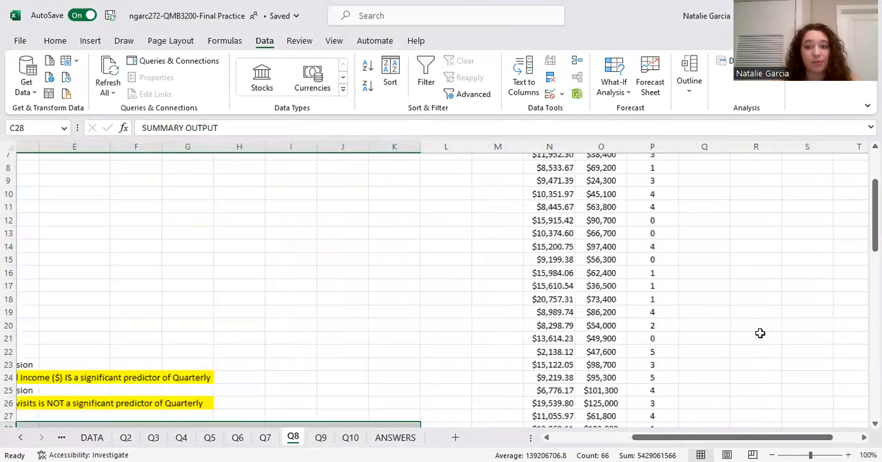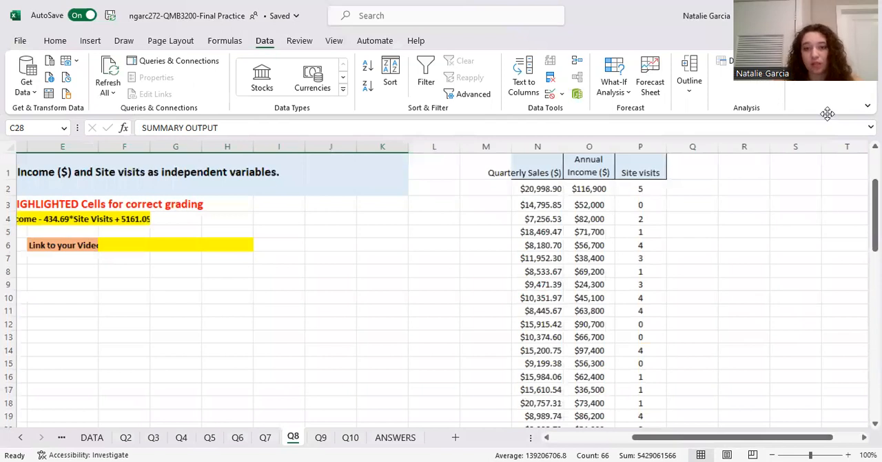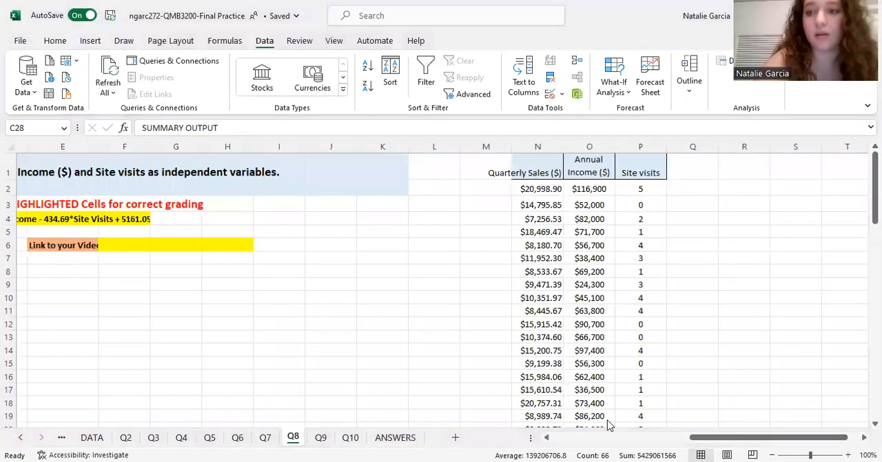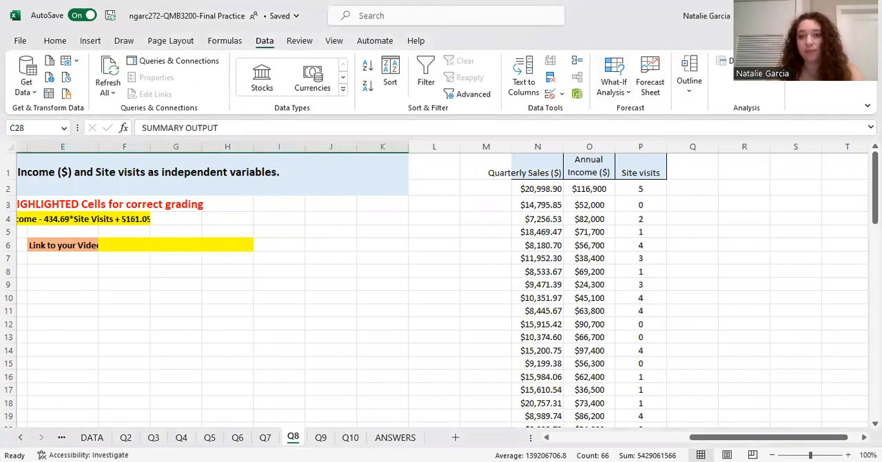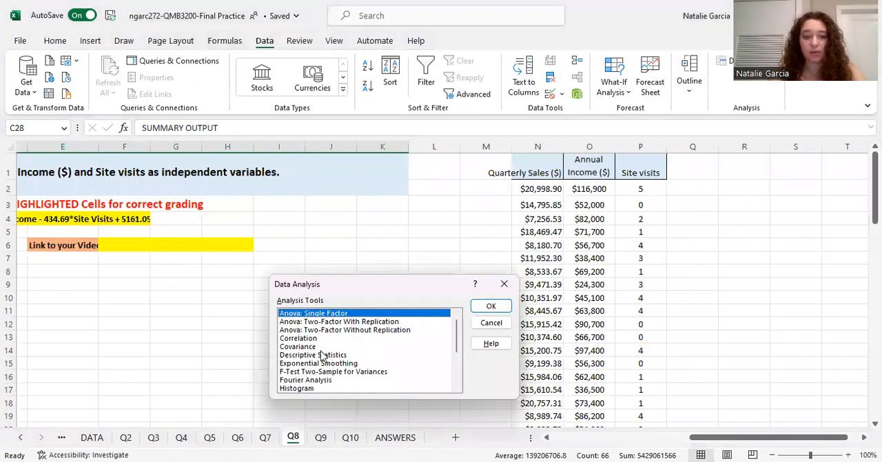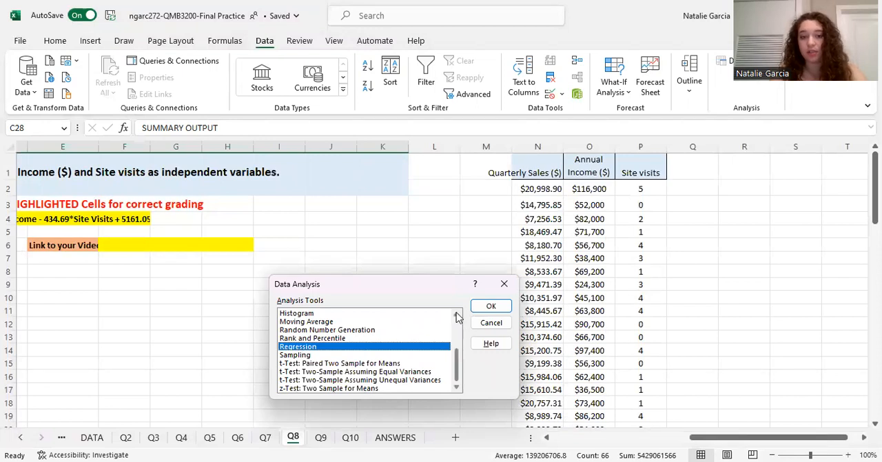Sorry, I forgot to mention something. I had already put the quarterly sales and annual income and site visits over here, like I did in a previous question that had a regression model. You just copy and paste the data and you put it onto the sheet you're using to make stuff a lot easier. So I had already had all this information for when I do my data analysis. So you click data analysis, you're gonna go to regression. If you could find regression, there it is.